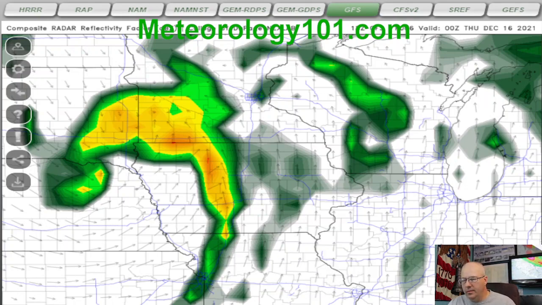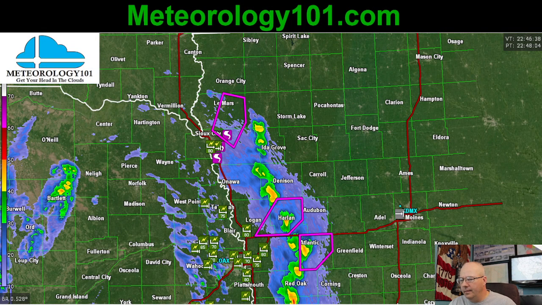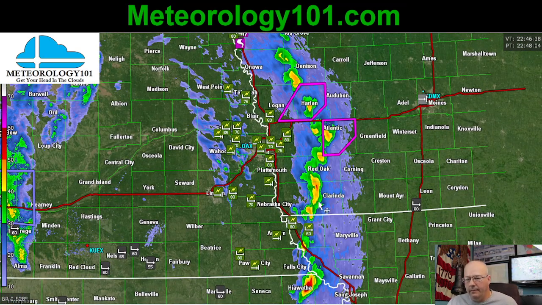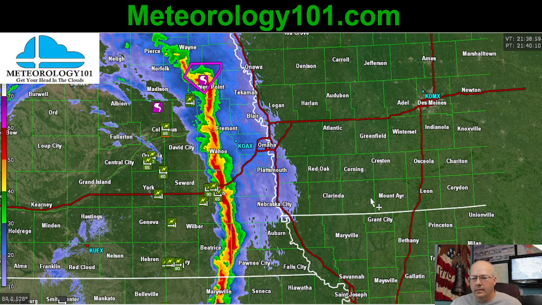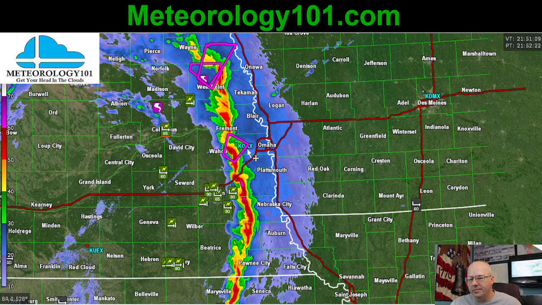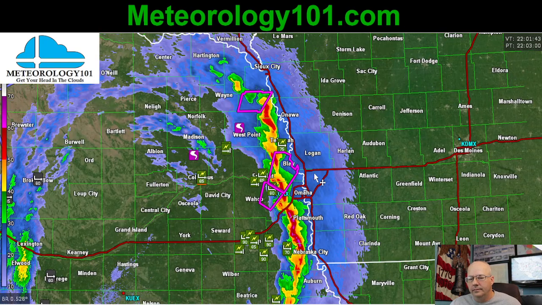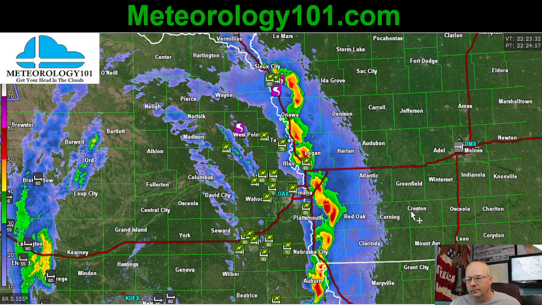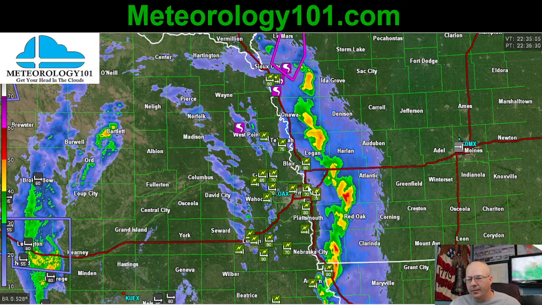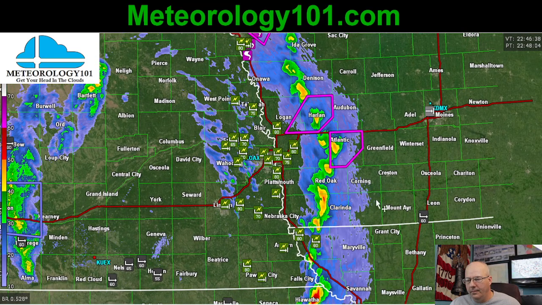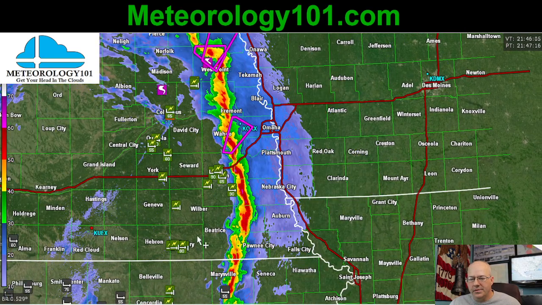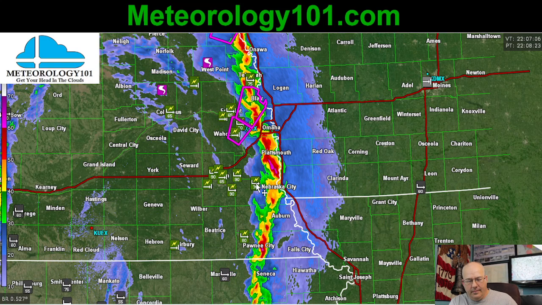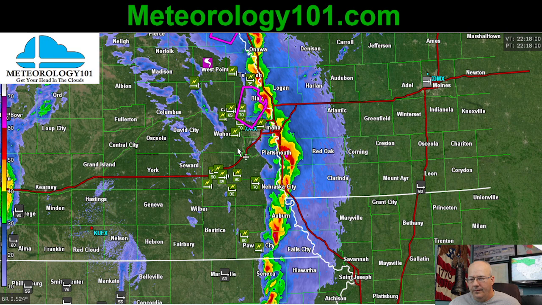Alright, let's go back on the radar real quick. Make sure we don't have nothing significant happening. Play that out. Looks like that line just pretty much broke up. Most of the tornadoes were up to the north, right around the center of that low. Pretty strong winds with that pressure gradient from that low pressure system.